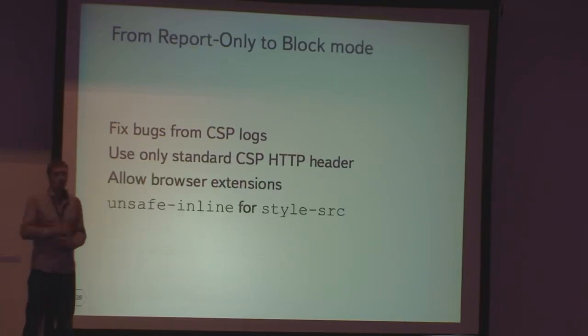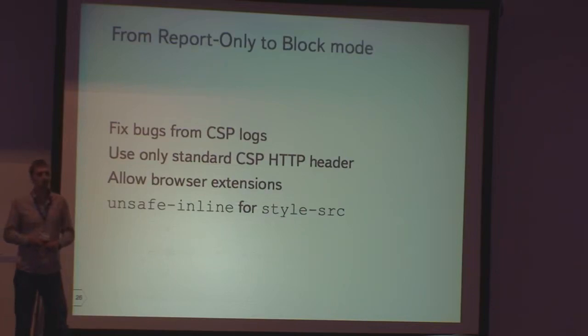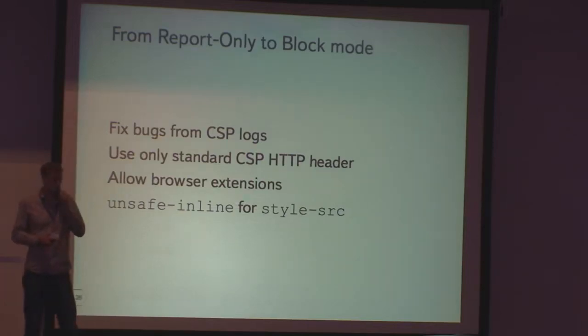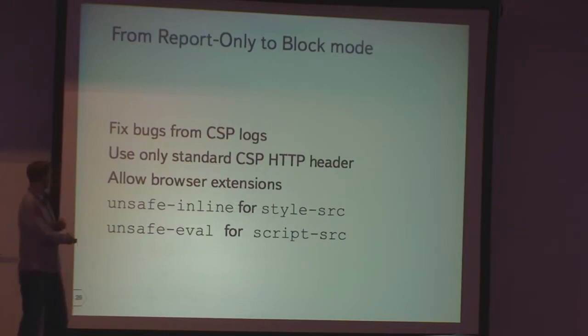The second thing, as I already said, is that we decided to use only the standard HTTP header, block browser extensions, and also allow unsafe inline for JavaScript. I'm trying to explain why we did this: we have some code generation on the client side, so we simply can't throw away unsafe inline and unsafe eval for JavaScript. So these were the things we needed to do when we moved to block mode.